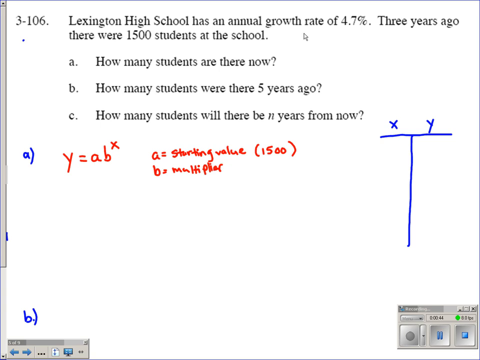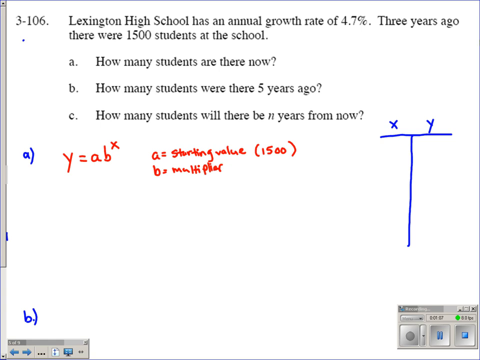Since we're growing at an annual growth rate of 4.7%, we're not going up at a constant rate where we have the same number of kids each year. We're growing by a percentage, so this is exponential growth. So we're looking at using an exponential function, y equals a times b to the power of x, where a is our starting value and b is our multiplier.